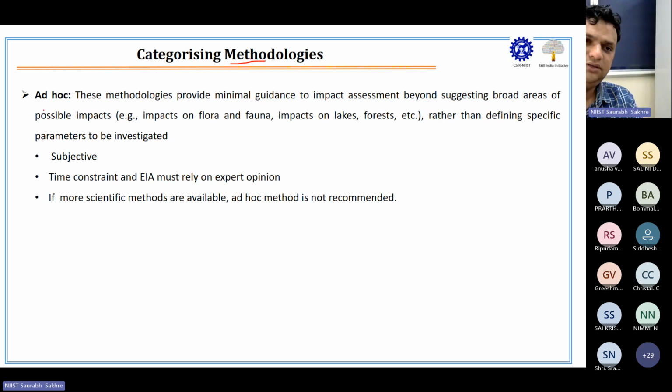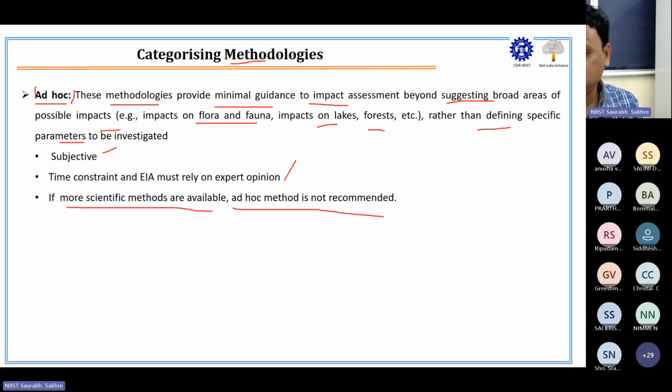So the first one is ad hoc. Ad hoc EIA, as the name indicates, means something of short duration. These methodologies provide minimal guidance to impact assessment beyond suggesting broad areas of possible impacts, like impacts on flora and fauna, impact on lake, forest, etc., rather than defining specific parameters. This method is subjective and, being time-constrained, must rely on expert opinion. If more scientific methods are available, the ad hoc method is not recommended.